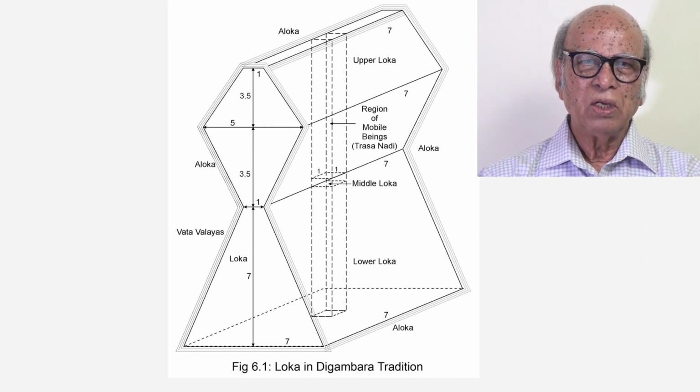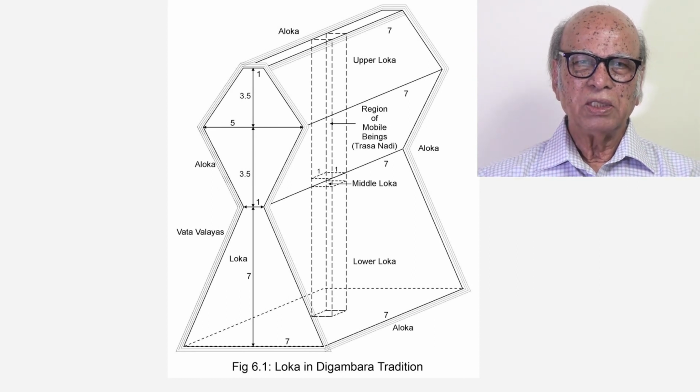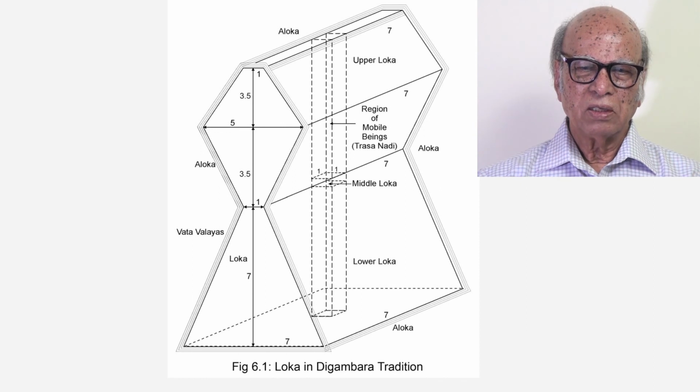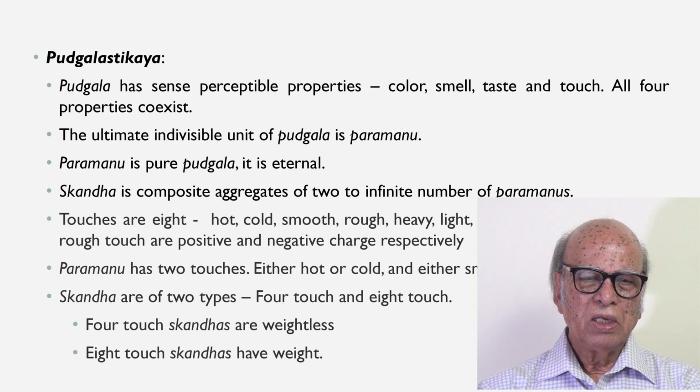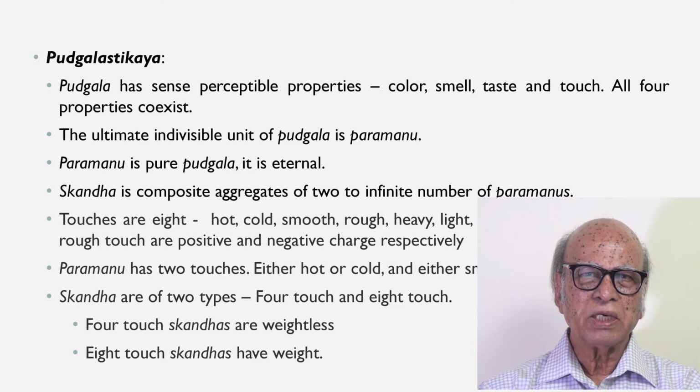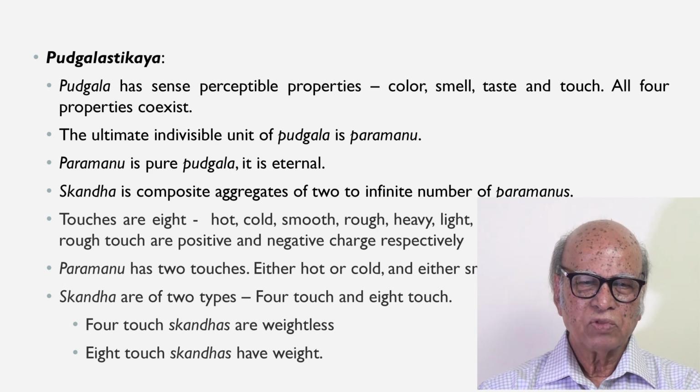So in a way, Lok is a very, very tiny part of total Akash. This is the kind of description found in Jain Agams. The next substance we study is Pudgalastikay, or Pudgal, which consists of matter and energy. All matter and energy is Pudgal in Jaina terms.